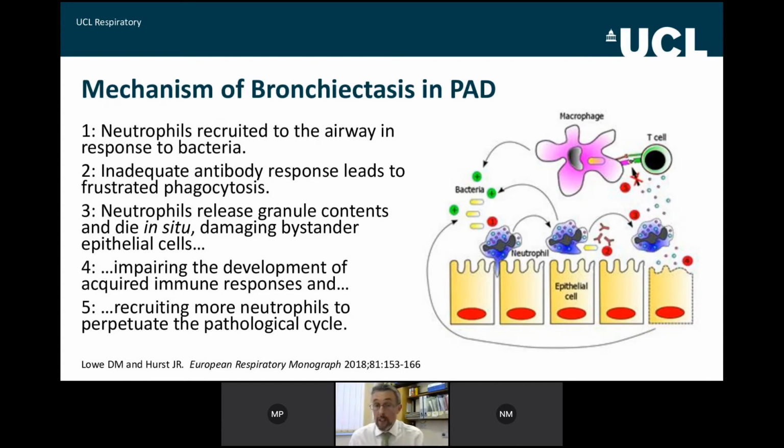And we're starting to understand more about the mechanisms of bronchiectasis in primary antibody deficiency. It's probably related to inadequate antibody responses, resulting in inadequate phagocytosis of bacteria by neutrophils. And so those neutrophils are dying in the airways, releasing their toxic granules, and rather than having a beneficial effect on removing the bacteria, that's actually damaging the epithelial cells and resulting in persistence of those bacteria and bacterial colonization. It's likely to be much more complex than that, of course, but it provides a scheme of how we might think about bronchiectasis in primary antibody deficiency.